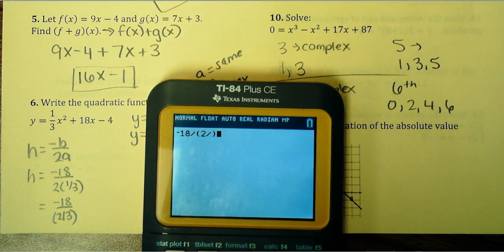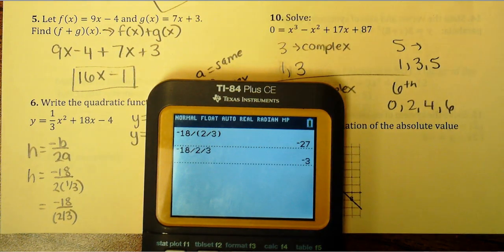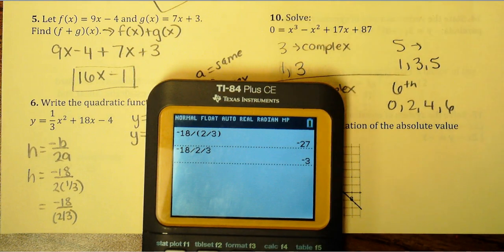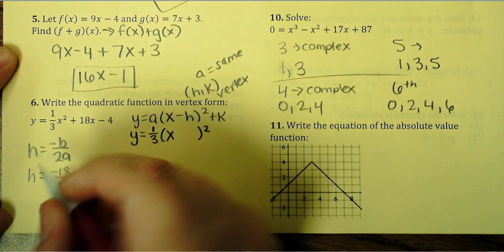I'm just putting that 2/3 in parentheses. And that should be my answer. Now let me just show you real quick. If I had not used my parentheses, I would have gotten a totally different number. So be careful with that. You need to divide by the product of 2a and the bottom of that fraction. So you need to multiply the 2 times the 1/3 and make sure you put that in parentheses. So negative 27, that's the answer that I should have gotten for my x-coordinate.